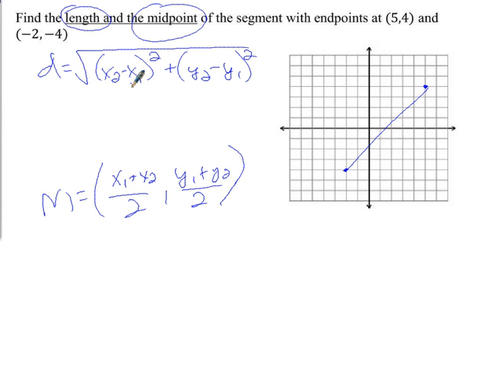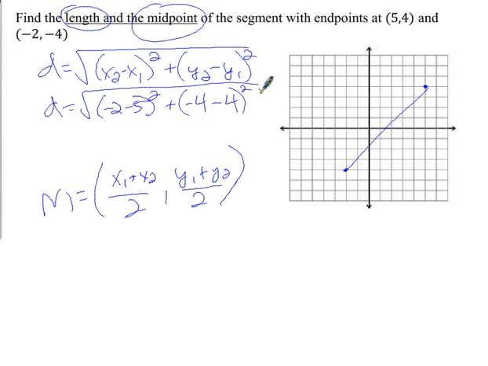Okay, so let's do distance first. Let's substitute in what we know. D equals square root, what? x2 minus x1, so negative 2 minus 5 squared, plus parentheses 4 minus 4, negative 4 minus 4. This one is the minus one. And then we square that. So now we have d equals square root, what?